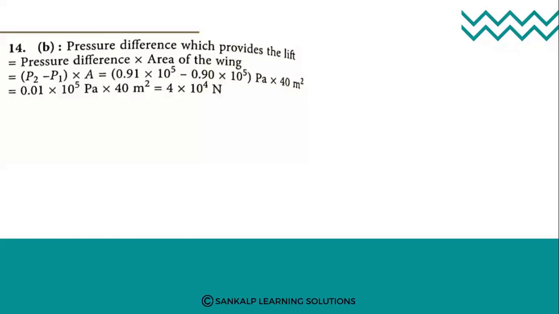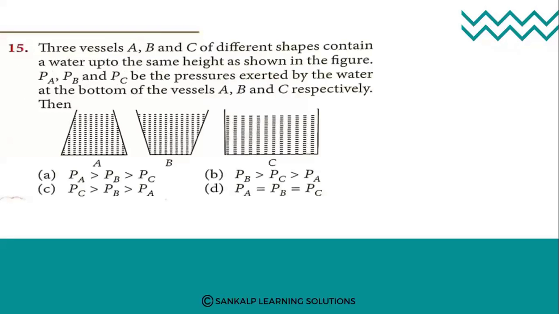Yes, one more question. See, vessels, you can see all three are of different shape. Three vessels A, B, C of different shape contain water up to the same height as shown in the figure. So in all three containers, we have water at the same level. PA, PB and PC are the pressures exerted by the water at the bottom of vessels A, B and C respectively. Then, what is the pressure relation? In the question, note the pressure at the bottom of the ABC containers. What will be the relation of the pressure?